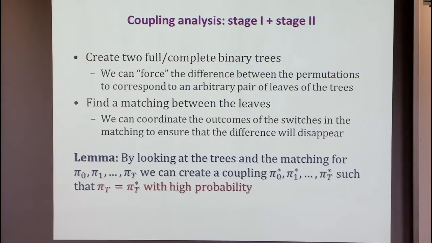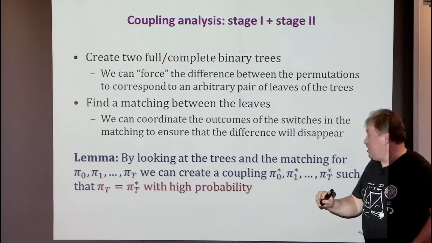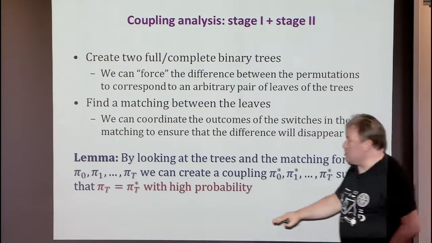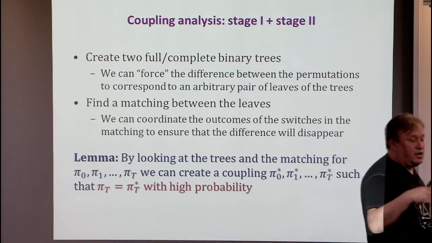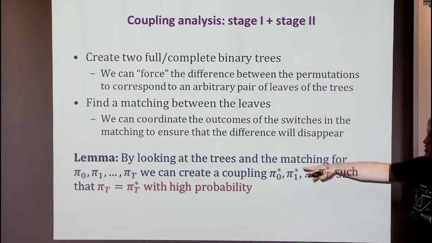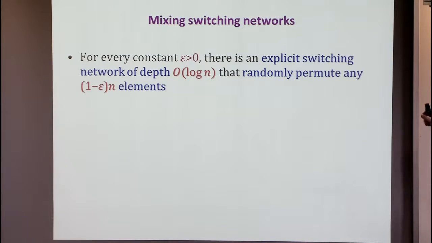Okay, and then by looking at these trees and matchings, we can show that once we have the first sequence, pi 0, pi 1 up to pi t, we can set the coupling for the stars so that pi t will be equal to pi t star with high probability. Okay, once we have this, we have our result.